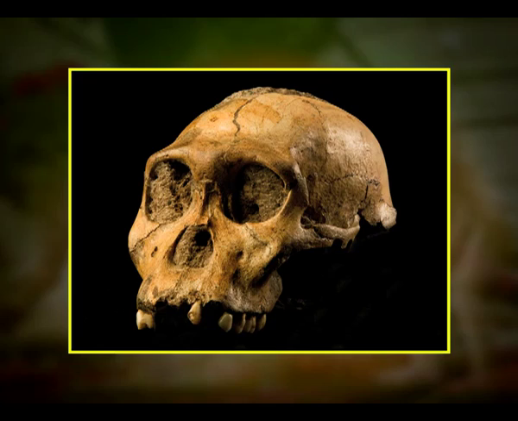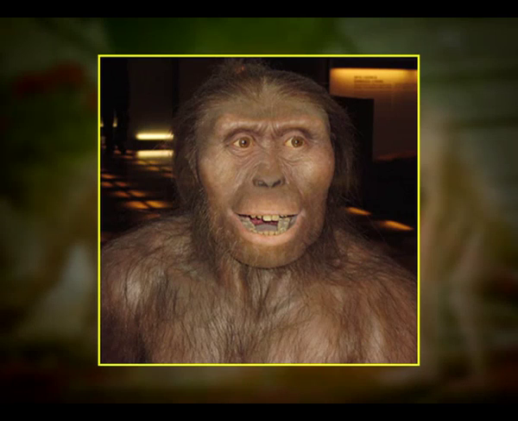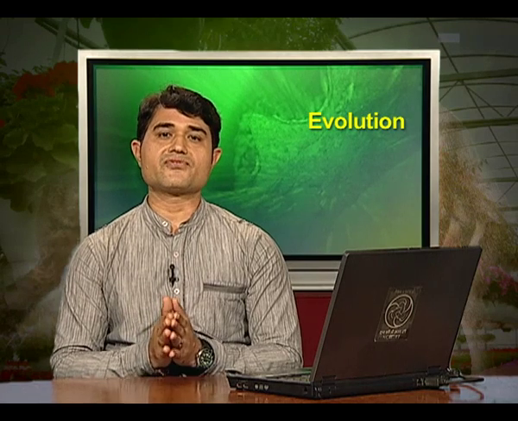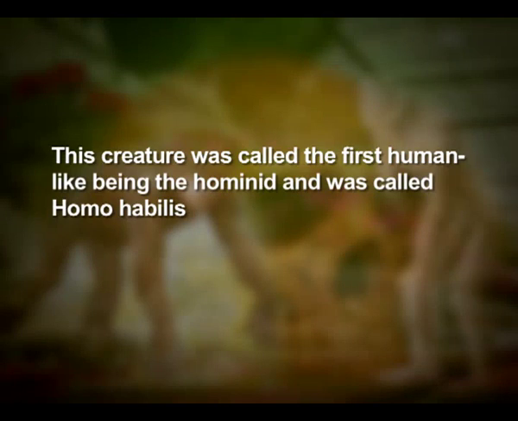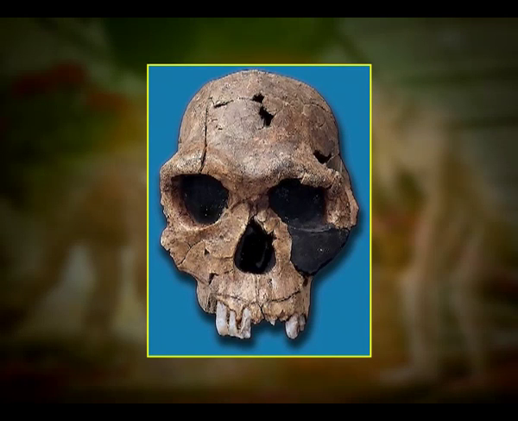2 million years ago, Australopithecines probably lived in East African grasslands. Evidence shows they hunted with stone weapons but essentially ate fruits. Some of the bones discovered were different. This creature was called the first human-like being, the hominid, and was called Homo habilis. The brain capacities were between 650 to 800 cubic centimeters. They probably did not eat meat.